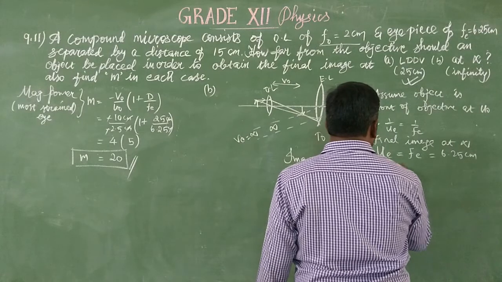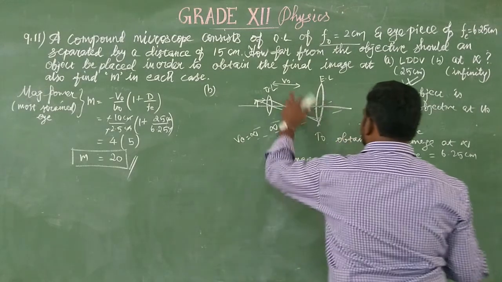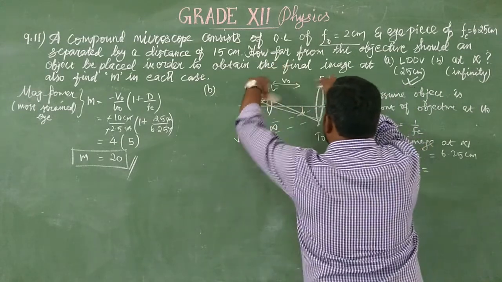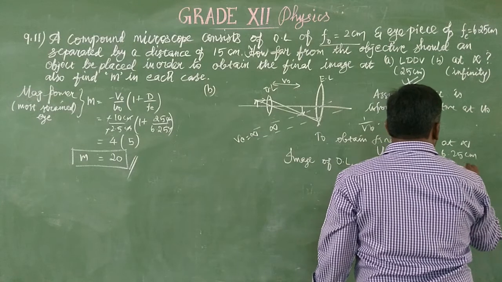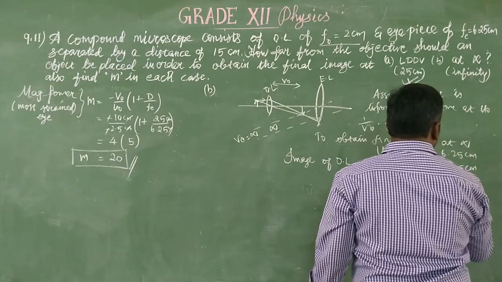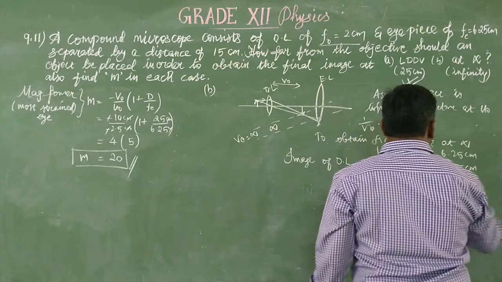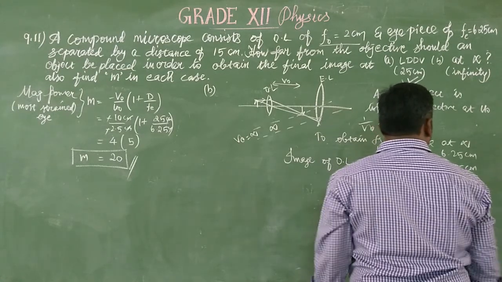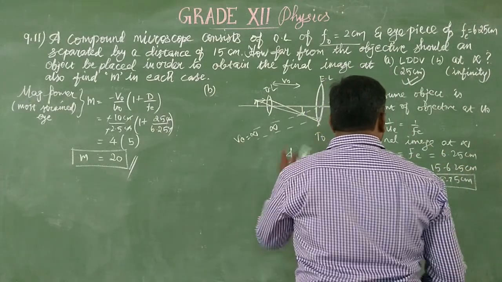So we need to subtract from the tube length, right? The tube length is 15 cm, and subtracting this, we will get it. So 15 minus 6.25 cm, which is equal to 8.75 cm. So this is the image distance of the objective lens. Okay. So now we can calculate the object distance of the objective lens.